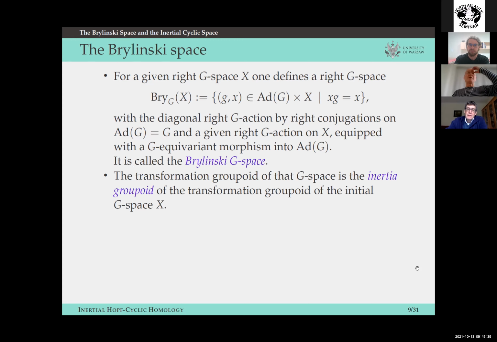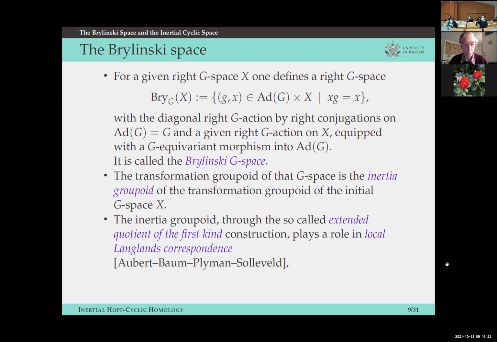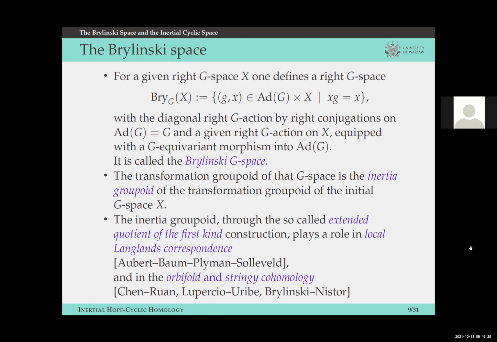And since it is a G-space, we can speak about the transformation groupoid of this G-space. And this has its own name. It is called the inertial groupoid of the initial transformation groupoid of a G-space X. This construction of the inertial groupoid, through the so-called extended quotient of the first kind, plays some role in the local Langlands correspondence, according to Aubert, Baum, Plymen, and Solleveld. And it is used also in orbifold and string cohomology, after Chen-Ruan, Lupercio-Uribe, and Brylinski-Nistor.